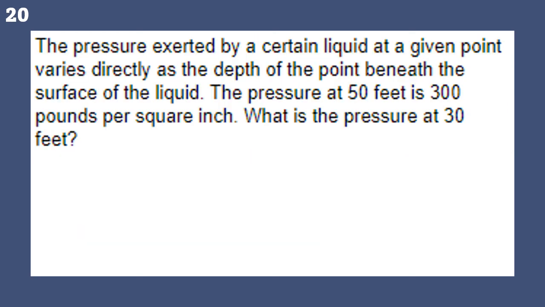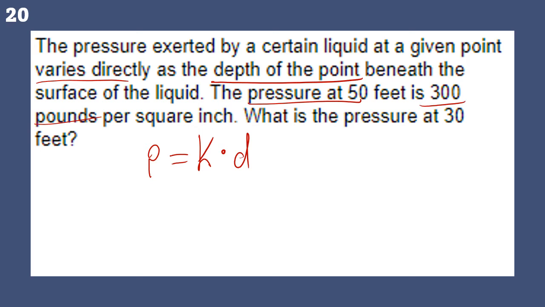The pressure exerted by a certain liquid at a given point varies directly. So it says the pressure varies directly. So I'm going to say P, pressure, varies directly means I'm going to say P equals K, because we always have a P equals K when it varies. But since it varies directly, I'm going to multiply by the depth. That next part, it says varies directly by the depth. So the first part, we write the equation. The second step is to take the situation we know, pressure and depth. The pressure at 50 feet, so we have 50 for our depth, is 300 pounds per square inch.